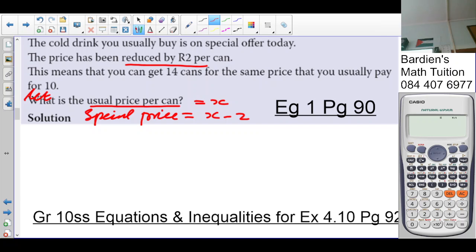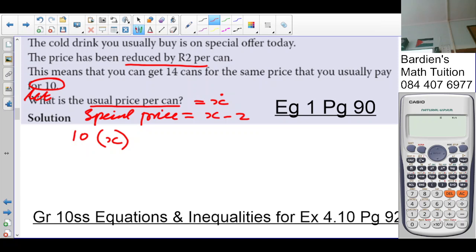So how do you work out the cost normally? For the total cost, we say the number of cans multiplied by the price per can, not so? So if you wanted to buy 10 cans at the normal price, the normal price will be equal to x. So in other words, it's going to be 10 times x. It will be your total cost, usually.